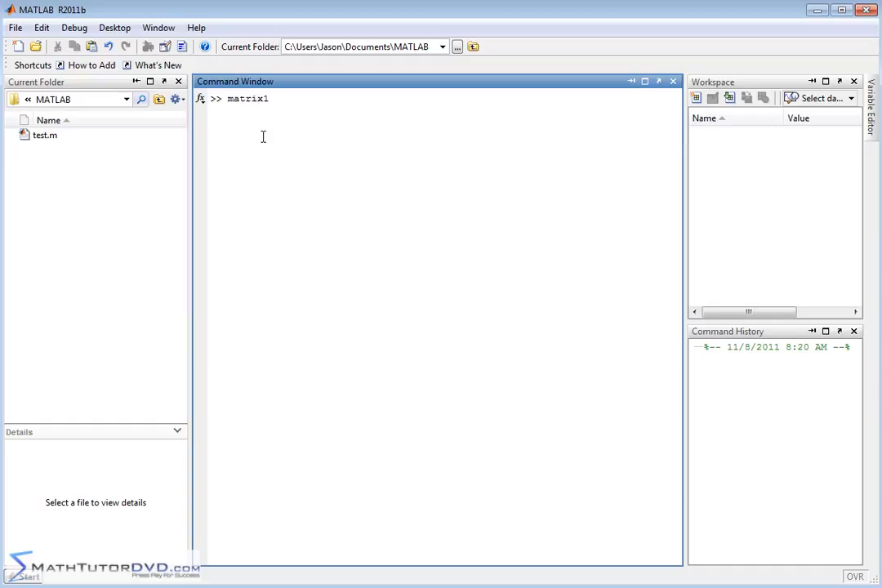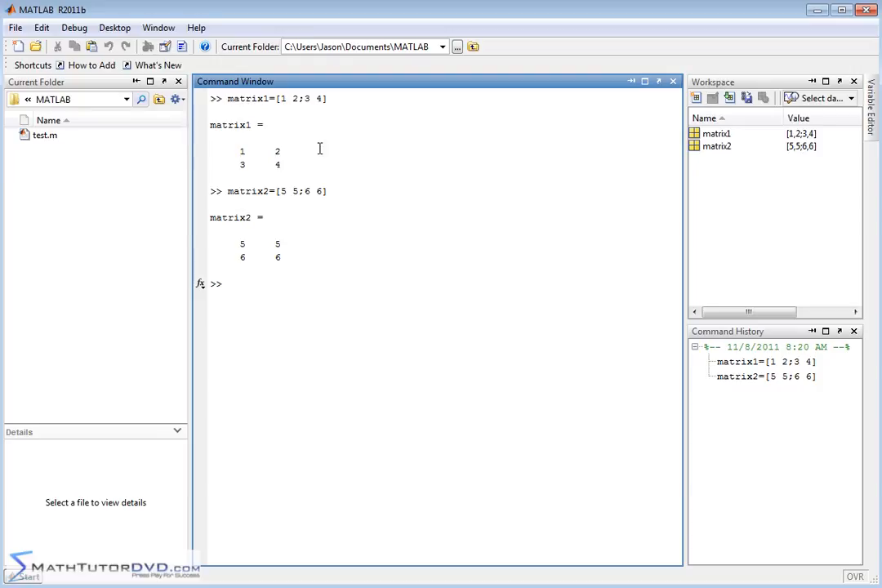So let's define matrix 1. Let's just make it really easy. 1 space, put a bracket here, 1 space 2 semicolon 3 space 4. So this is matrix number 1. So it's a 2 by 2 matrix. And let's do matrix 2. And let's also make it a 2 by 2 matrix. 5 space 5. And then we'll do 6, 6. Like this. So that's my matrix 2. Now notice that these are both 2 by 2 matrices. So it's kind of a simplified example.